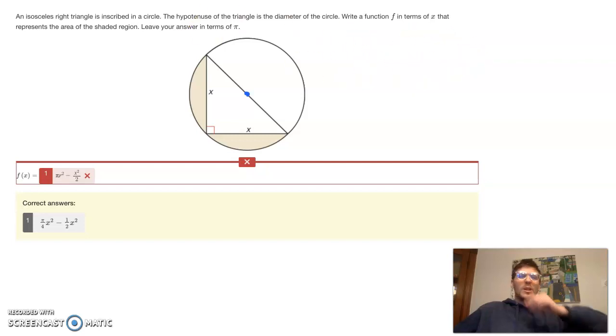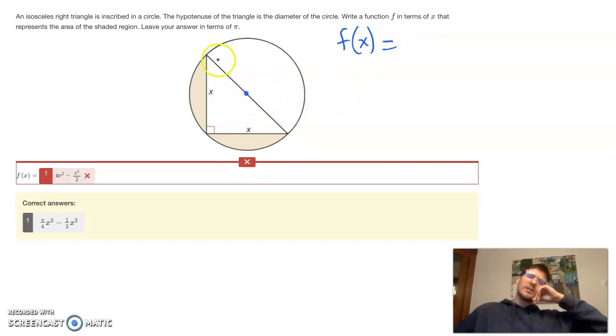Hi everybody. I got a few questions about this problem here, and it's asking, well, we have an isosceles right triangle here inscribed in a circle. The hypotenuse of the triangle, this longest side, is the diameter. So that means it's passing through the origin, and we want to write a function in terms of x that represents the area of the shaded region. So we want a function of x that gives us the area of this shaded region.